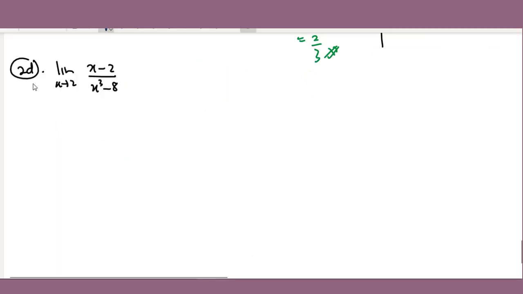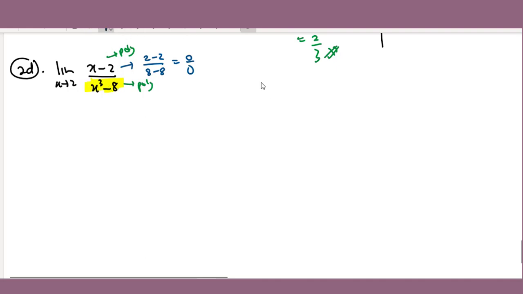Okay, for 2D, limit x minus 2 over x cubed minus 8, x approaches 2. First, substitute: 2 minus 2, 8 minus 8. This one is equal to 0 over 0, indeterminate form. And this one is poly over poly. So you have to factorize this one, and factorize this one.